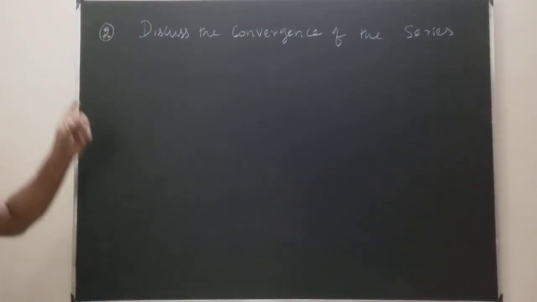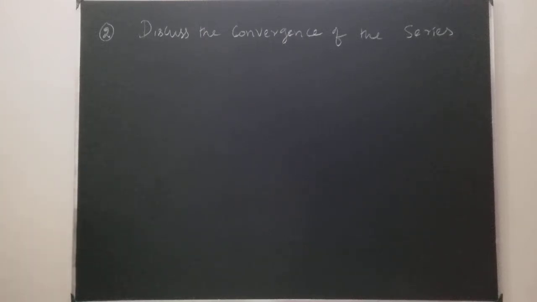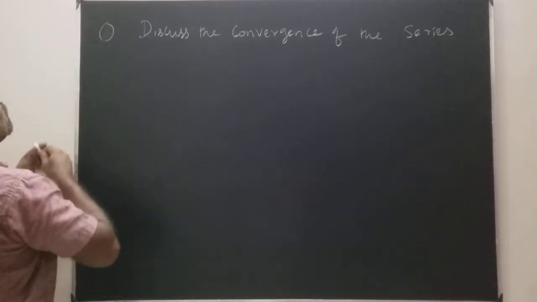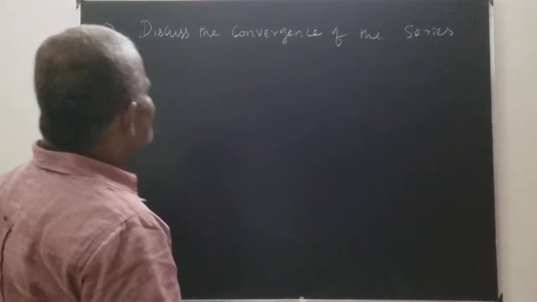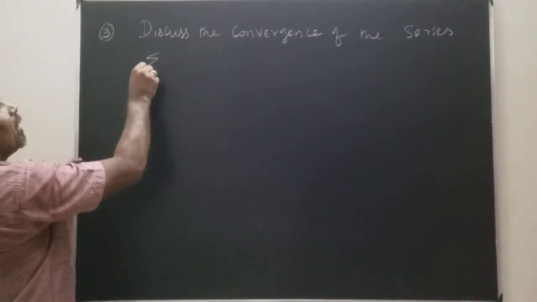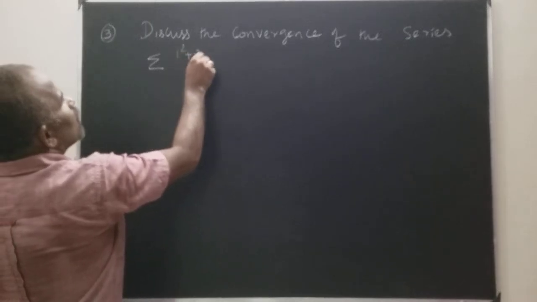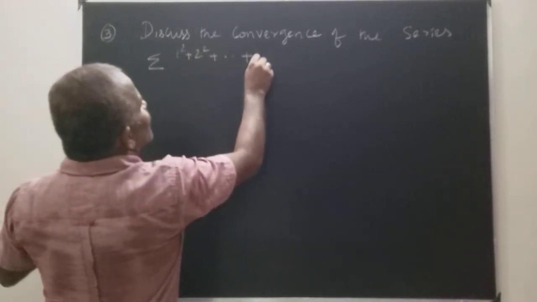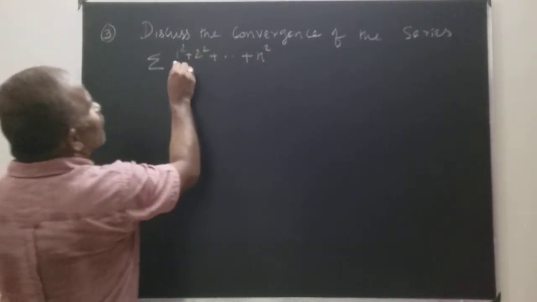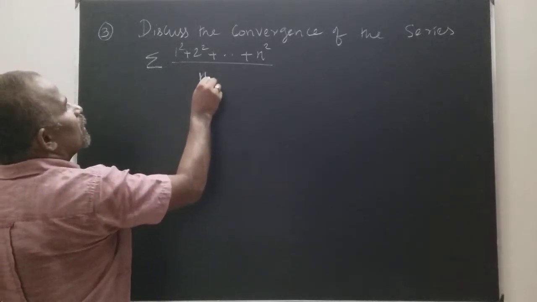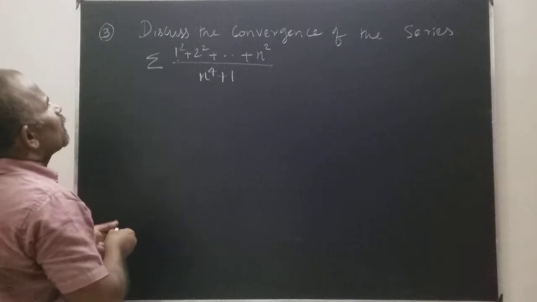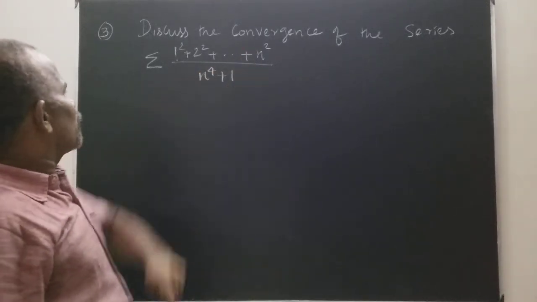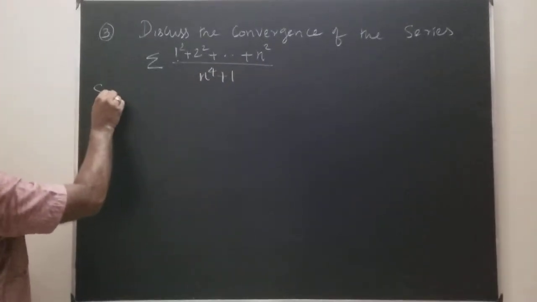One more problem, number 3. Discuss the convergence of the series sigma (1 square plus 2 square plus etc. plus n square) divided by (n power 4 plus 1). Solution.